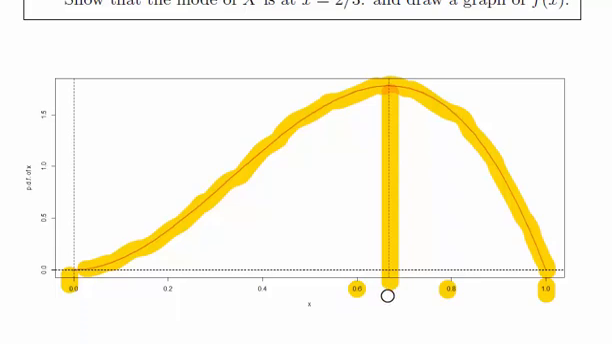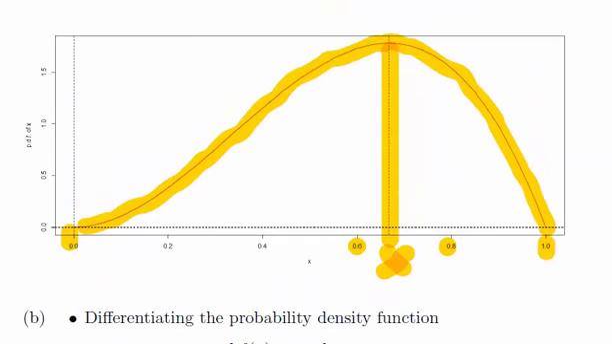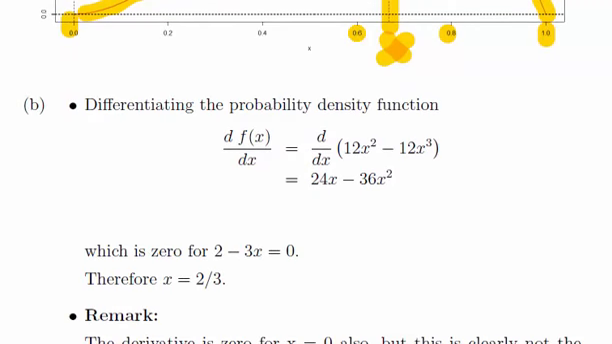So this part here on the number line is roughly 2/3, but let's do it properly. What we're doing here is finding the maximum point of a curve, so this is using differentiation as opposed to integration. We differentiate our probability density function, and remember we're expressing k as 12 now. So we have 12x squared minus 12x cubed. We differentiate that with respect to x, and we get 24x minus 36x squared. Then we let that equal 0.